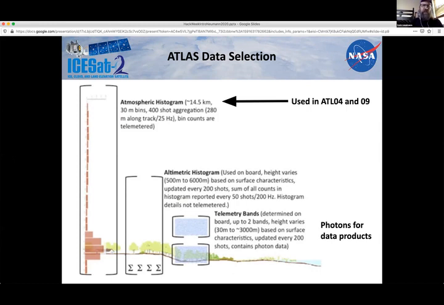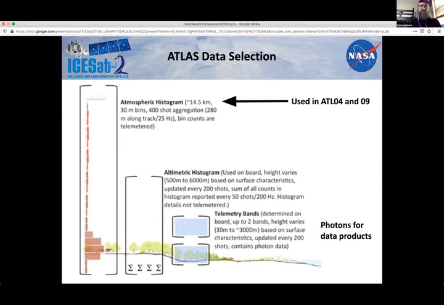So on the far left, there's a diagram of the atmospheric histogram that is used to support the atmospheric science data products. But what this histogrammer does is it just counts returning incoming photons, bins them into these 30-meter high bins, and combines it over 400 shots. And so it's not a very precise determination of where the surface is, but it gives ATLAS a big picture of where the locus of the most photon returns is. In that middle figure, we have something we call an altimetric histogram, which is a much smaller histogram, which is what ATLAS is using to figure out where the surface return probably is.